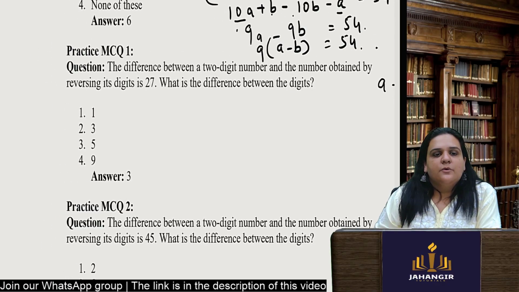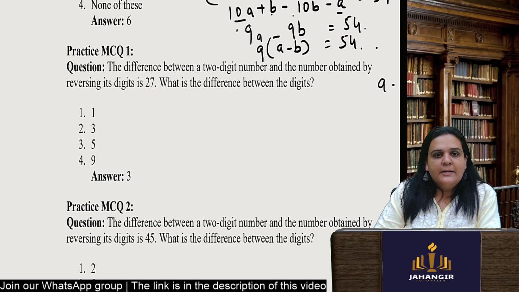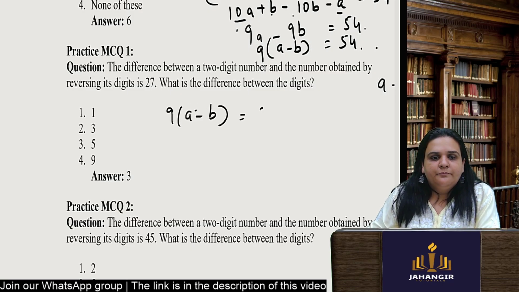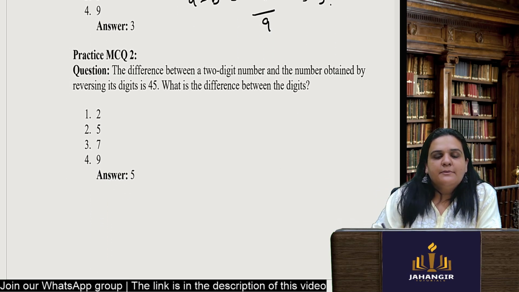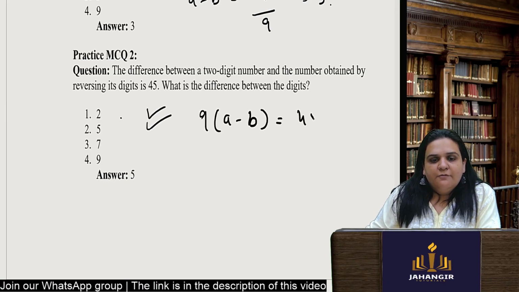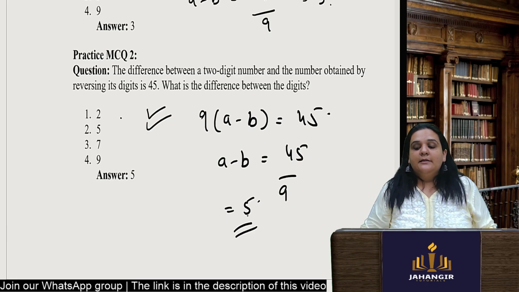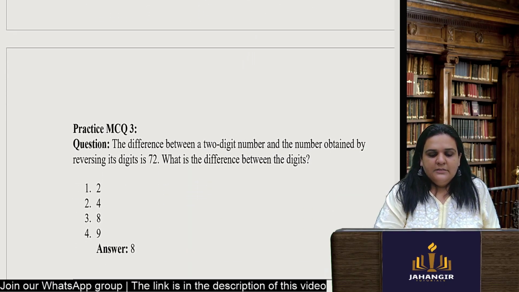Same is the next question. Difference between 2-digit number and the number obtained by reversing its digit is 27. So instead of 54, now here it will be the same thing. A minus B will be 27 upon 9. This will be 3. And similarly you have to do this practice MCQ 2. Same thing. 9 times A minus B, they are getting 45. So A minus B will be 45 upon 9, which is equal to 5. So these are the type of sums which they have given by the institute for us to just know and solve them. Okay. This also you all can solve by yourself.